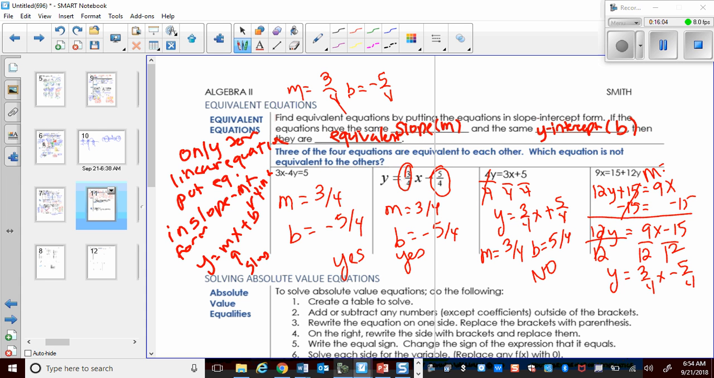Given this information, my slope is 3 over 4. My y-intercept is negative 5 over 4. So yes, this equation is equivalent to equation number 1, number 2, and number 4 are equivalent. All of those are equivalent. Okay?